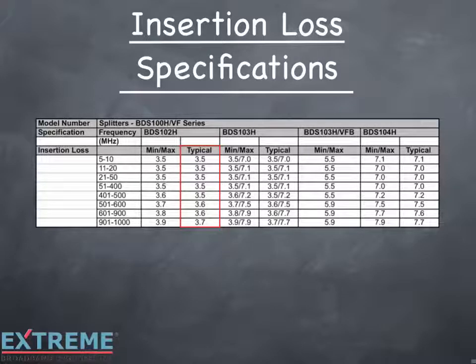Notice that the insertion loss at 5 MHz is 3.5 dB and 3.7 dB at 1 GHz. Over the entire frequency band, it only loses 0.2 of a dB. Most passive devices have minimal loss across the frequency band, and that is why we refer to them as a flat loss device.